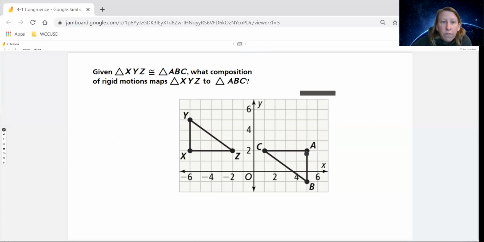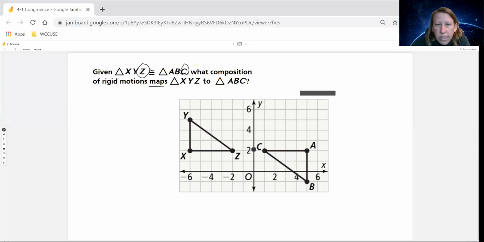And we have to give the composition, the mapping that would get triangle XYZ onto triangle ABC. So we're going to start with triangle XYZ, and we're going to do two things to it this time to get it to match up onto triangle ABC. And it's really important, the order is important. So after we do our transformation, point Z has to land where point C is.